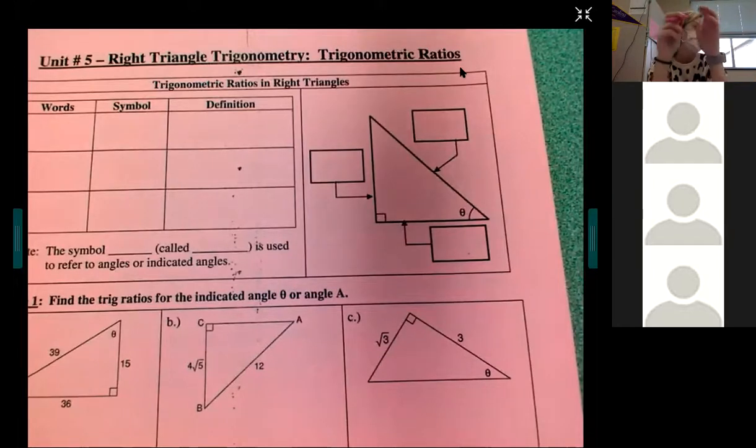Okay? I know somebody, Chris would have asked, but he's not here. When will we ever use this? Do y'all know why we spend so much time in math on triangles? You want me to tell you?